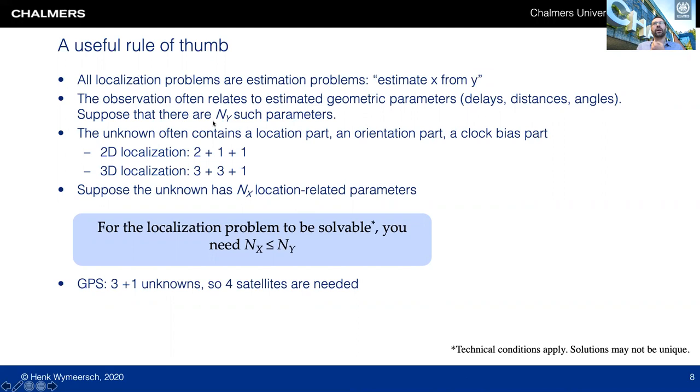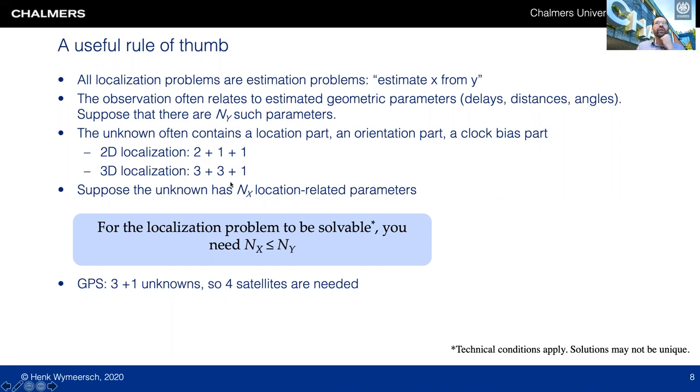Now, the unknown X has a location part. In some cases, it may also be interesting to estimate the orientation of the device. If I have my phone here, the phone has a certain position, but I can turn it around to have different orientations, and also the clock bias, like in GPS. So I would say that the minimal problem that you need to solve for 2D localization is the position in 2D, the orientation in 1D, because the 2D object has only one orientation degree of freedom, and the clock bias. So then there are here four parameters. In 3D, you have 3D position, 3D orientation, and one clock bias, so that's seven-dimensional.